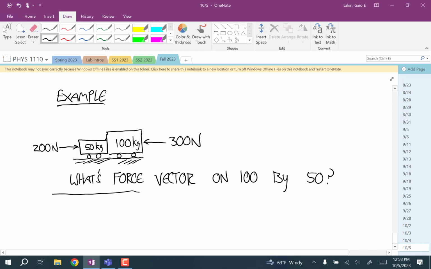Okay, so the first step is to isolate both of them together. So I'll pause this, take a few minutes, isolate the whole system as a single thing, and see if you can calculate that acceleration vector. Then I'll go through that step, and then I'll give you some time to do the second step.